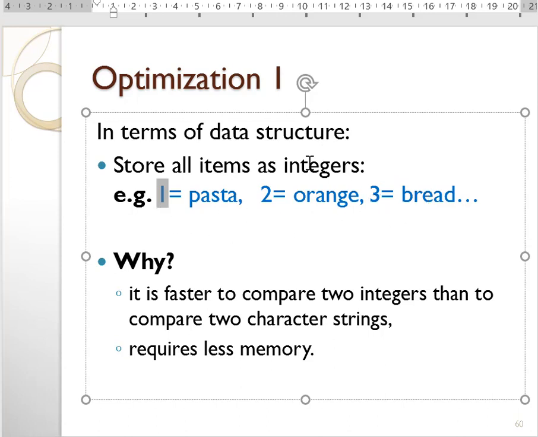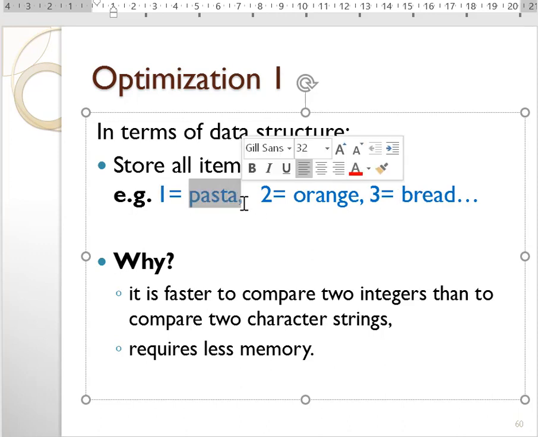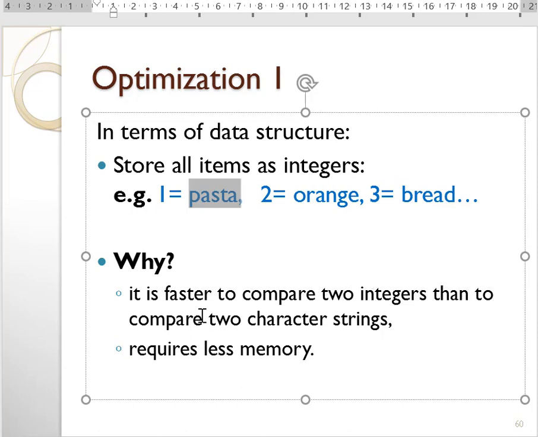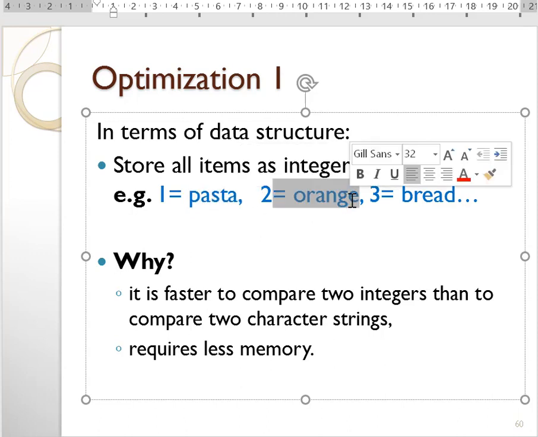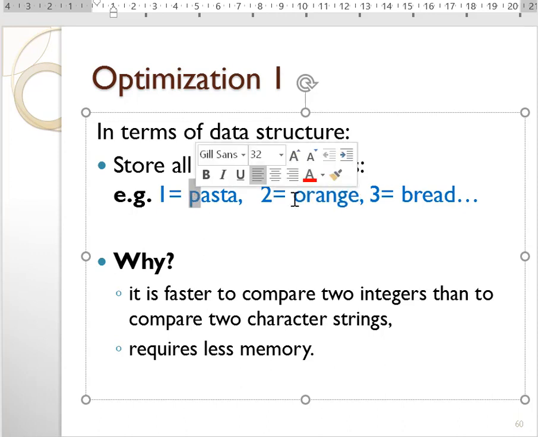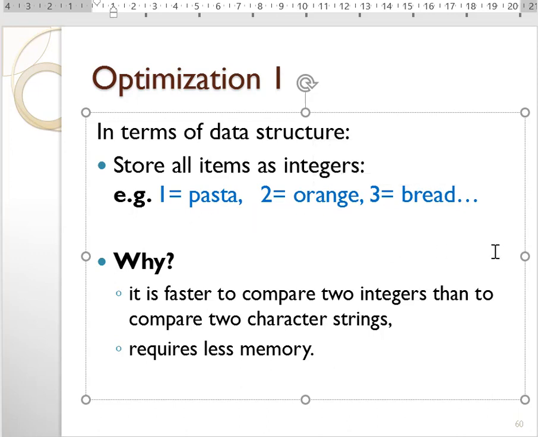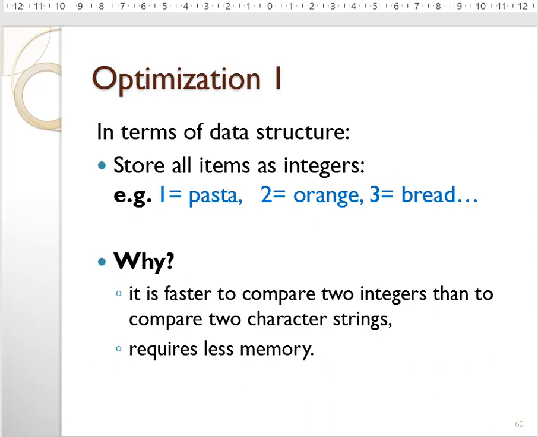Because if you use integers, like 1, 2, 3, it will use less memory than if you use a string. And also, it is faster to compare two integers than to compare two strings. So if you compare 1 and 2, it is only one operation in your computer. But if you want to compare two strings like pasta and orange, it will take more time because you need to look at P and O, A and R, and so on to compare them. Okay, so this is the first optimization.